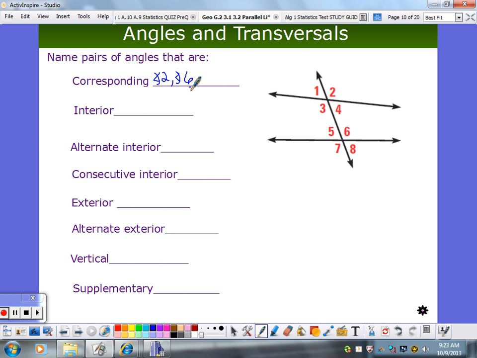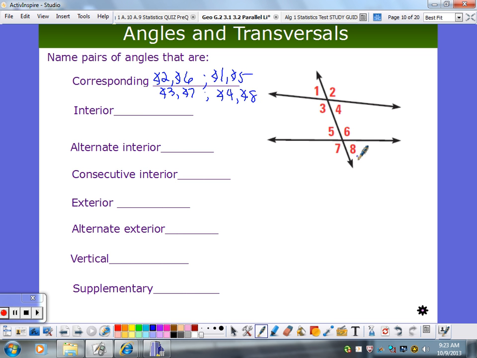Are there other corresponding angles? Angle 1 and angle 5. Right here and here. In that same spot. Which one? 3 and 7. Angle 3, angle 7. Because they're in the same bottom left, bottom left. Angle 4 and angle 8. Same spot, bottom right. So as long as you're in that same location, you're corresponding.